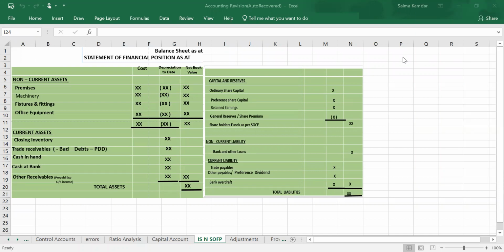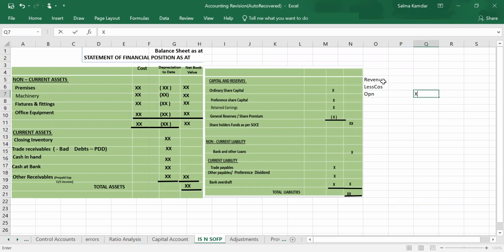Basics. We are studying the income statement and the statement of financial position. You all know the format of your income statement, right? What is the format? Can you just tell me fast? Revenue: sales, minus sales return, minus cost of sales. In cost of sales you will have opening inventory plus purchases minus closing inventory.